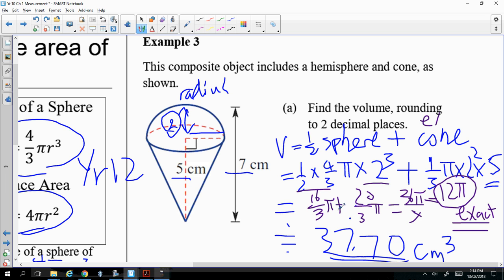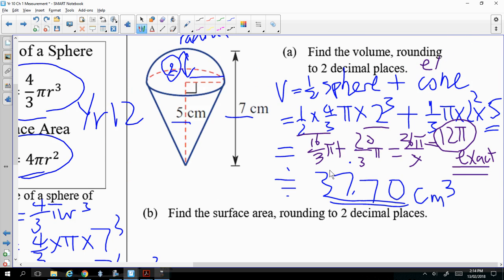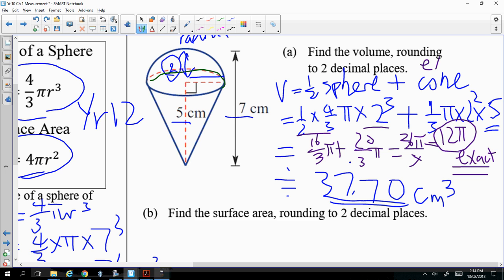Any questions? Pretty straightforward. Okay, let's do the surface area. Now remember, for this surface area, you do not include this circle because it's covered, you can't see it. Anything you can touch is the surface area. Anything inside, you can't touch, so you don't include it in the surface area.